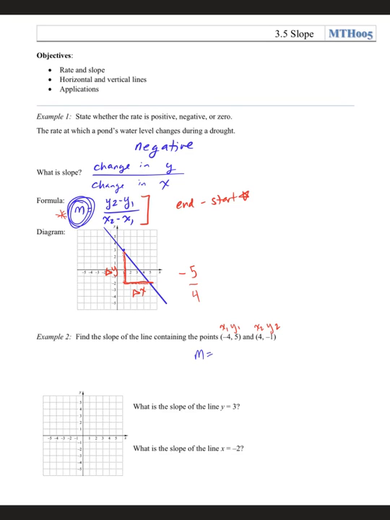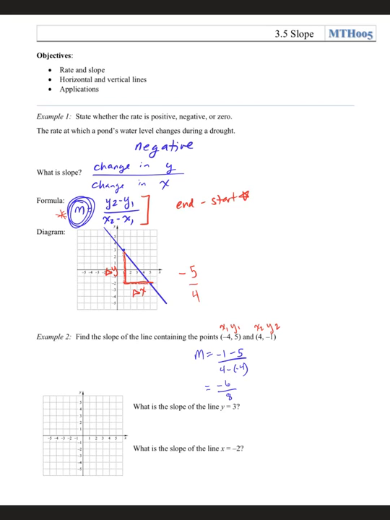So we want to do m equals y2 minus y1. You can see the y2 value is -1 minus y1, which is 5. And we're dividing it by our x2, which is 4, minus, and this is where we want to be very careful, it's x2 minus x1. So it's 4 minus a -4. And then you want to just subtract across the numerator and denominator. -1 minus 5 is a -6, divided by 4 minus a -4, which would be a +8.